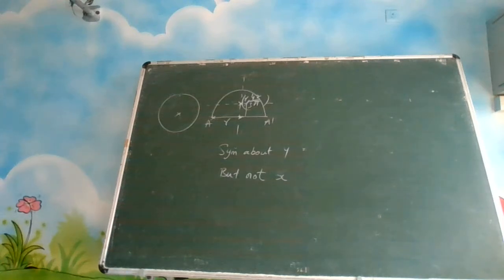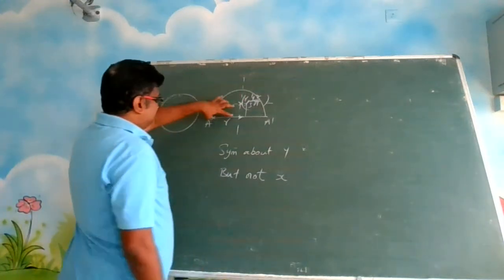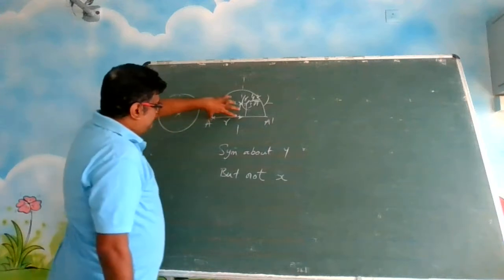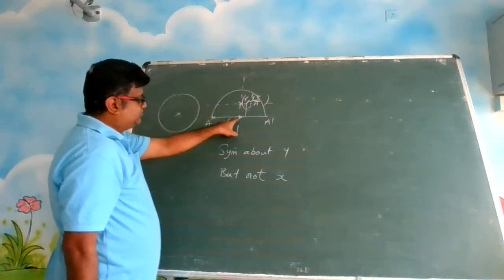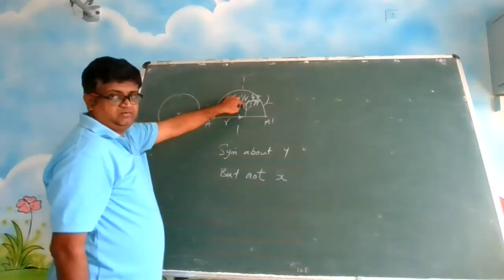This is 4r by 3 pi. Okay. Why is the first coordinate r? Let me just confirm this value. It's 4r by 3 pi. Why is the first value r? Because the x coordinate is in the center. So if you are measuring from here, it is r.